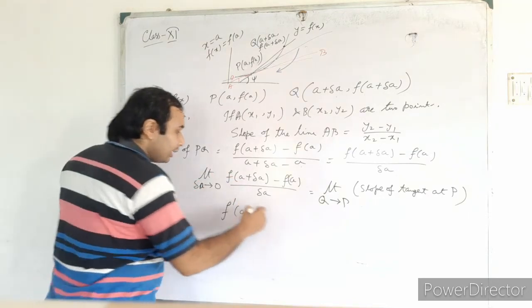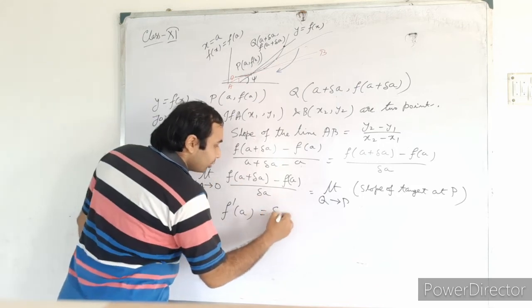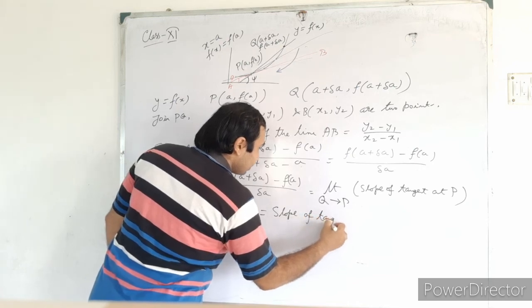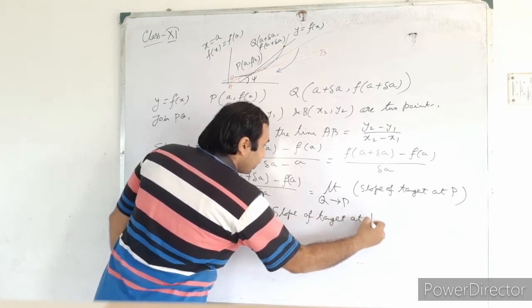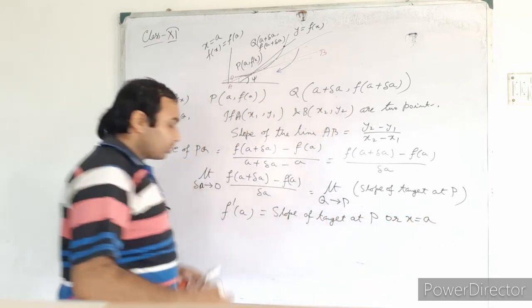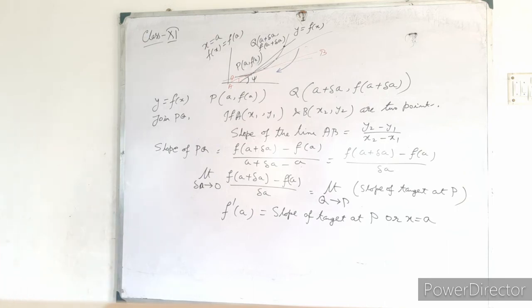So this is f dash a, that means the derivative at the point a will be the slope of the tangent at the point P, or at x equals a. So this is the geometrical significance of the derivative. Whenever someone asks you what is the geometrical significance of the derivative, you can say it is the slope of the tangent at that point.